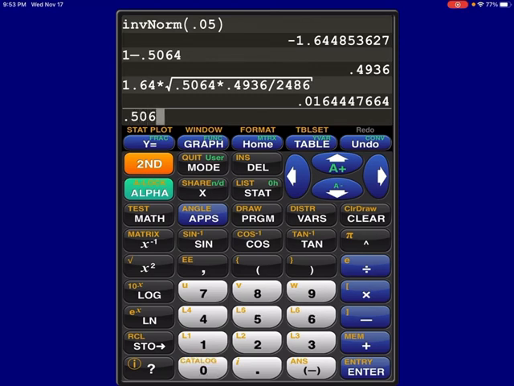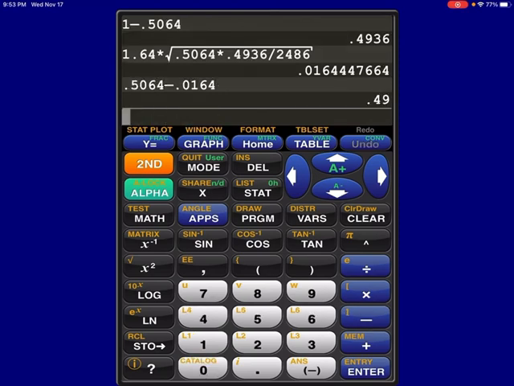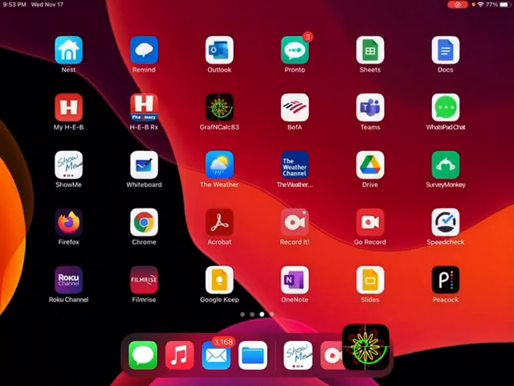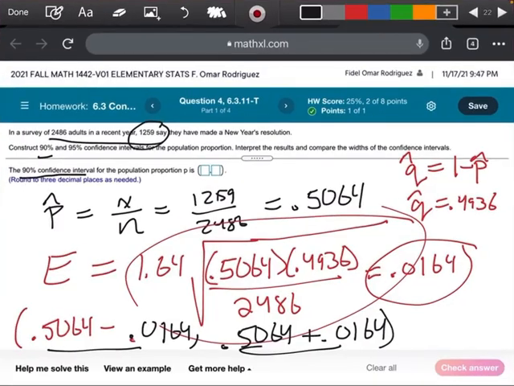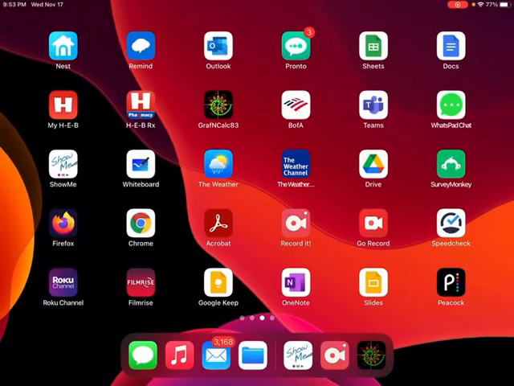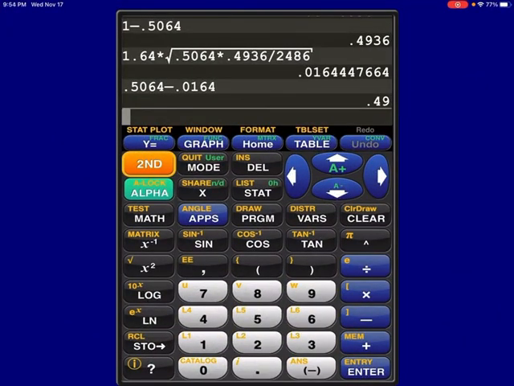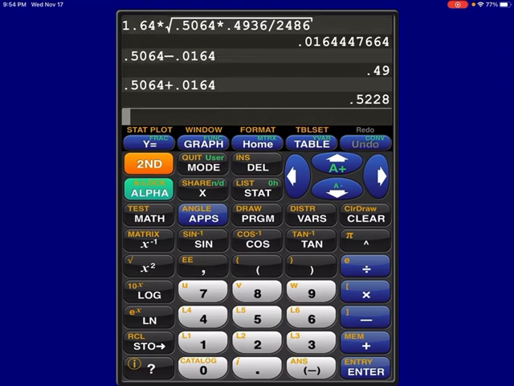0.5064, so 0.5064 minus 0.0164, 0.49. Okay, so my first value here, y'all, I'm going to do in blue. So 0.49, that's just what we're getting. And then we're going to do the same thing except plus now. So we're going to go to the second entry, and I'm just going to change that minus right there to a plus.